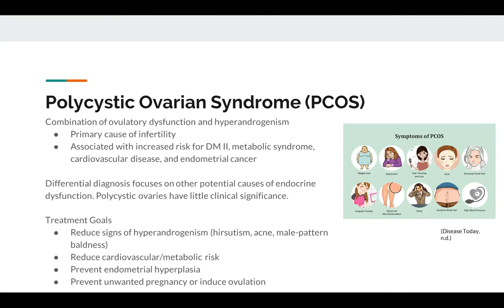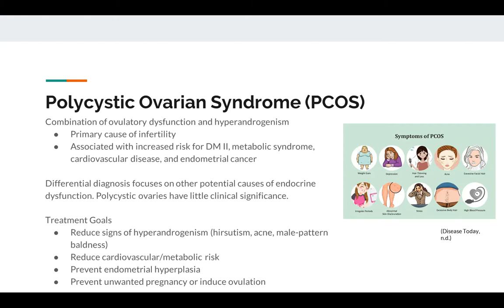You've probably heard a little bit about PCOS in the greater media and in your personal lives. It is another primary cause of infertility. It's also very common, and it is associated with ovulatory dysfunction and high levels of androgen. Because of that, these patients will also have increased risk for metabolic and cardiovascular disorders, as well as endometrial cancer.